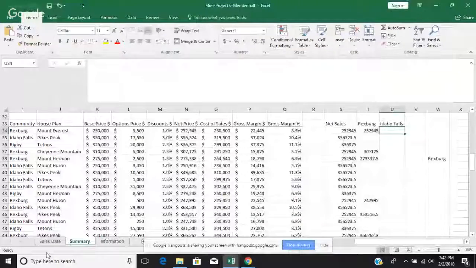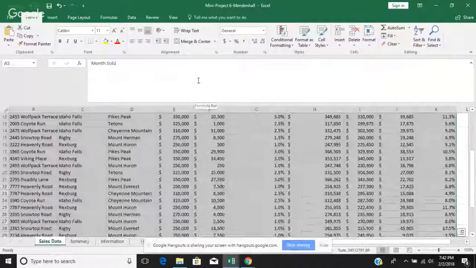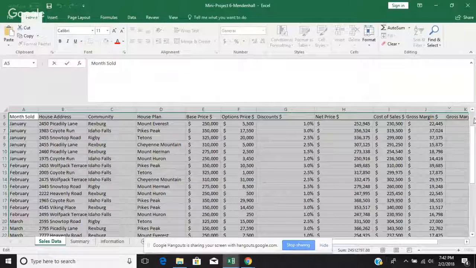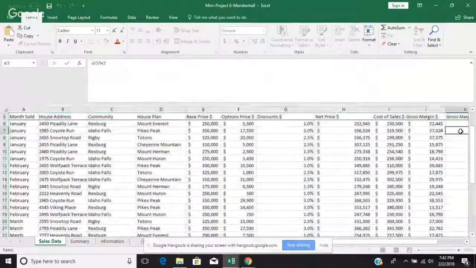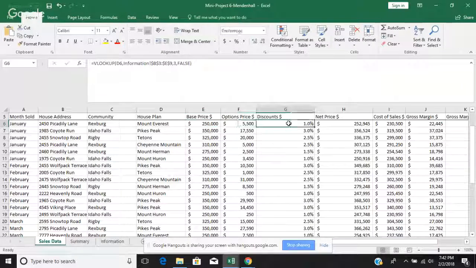Okay. So the first page was the sales data? Yep, where it looked like this, and then you had to do the base prices and the discounts. Do you know how to pull that information in on this page? Just VLOOKUP, right? Yeah, for base price, there's the formula that I used, VLOOKUP. Can you see the formula? Yeah. And then for discounts, I did the same thing.